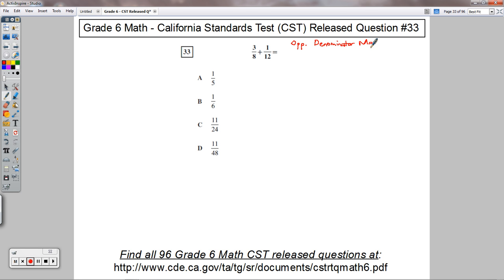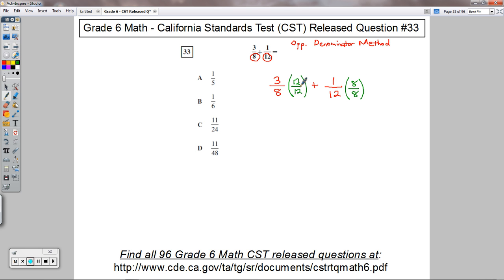So I'll show you that first. I can take each one of these denominators, that's this number, and I can multiply them by the opposite denominator. So I can take 3/8, I'm going to leave a blank space here and fill that in a second, and 1/12. I can multiply the 3/8 fraction by the opposite denominator, by 12 over 12. And I can multiply the 1/12 fraction by the opposite denominator over here, by 8 over 8.